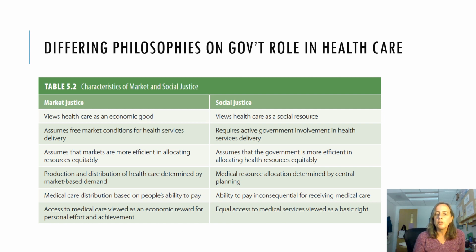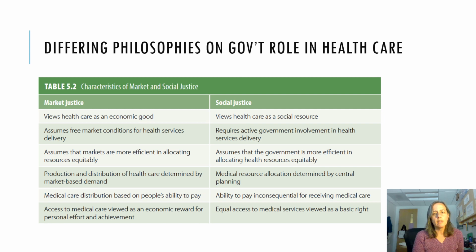So medical care distribution is in part in our country still based on your ability to pay, based on how much you can pay for your health insurance, whether you can afford a premium plan or not, and based on whether you can afford whatever out-of-pocket costs there may be. Also based on how good of a job you have and what type of insurance comes with that job. And so we tend to view medical care as an economic reward for personal effort and achievement, right? If you want healthcare, you have to work for it.